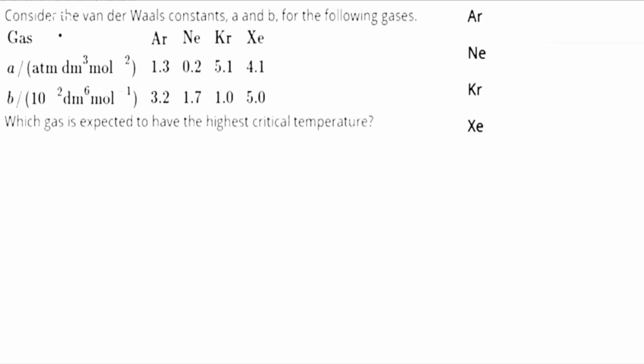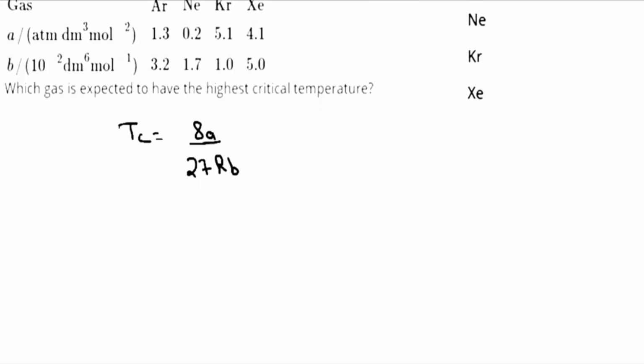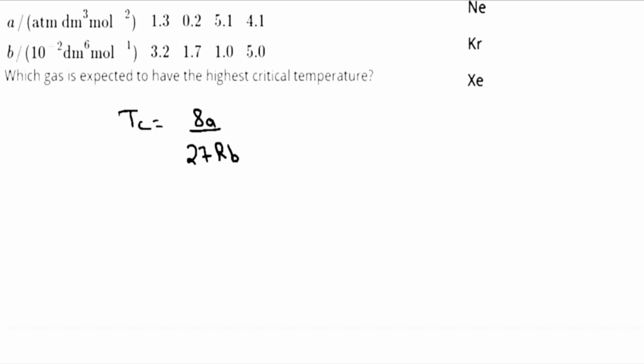First of all, we will find the formula for critical temperature. It is simply Tc, critical temperature, equals 8A divided by 27RB. In this question we have to find which gas has the highest critical temperature. If the value of A by B for a gas is higher, then it is directly proportional to the critical temperature, so the critical temperature will also increase.